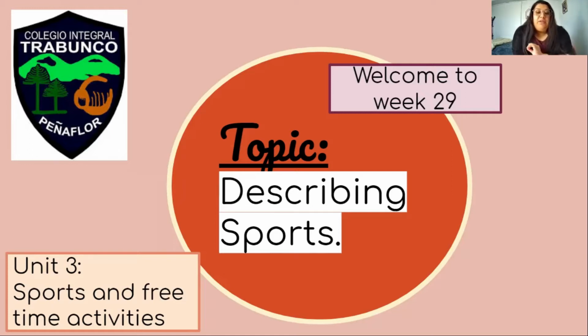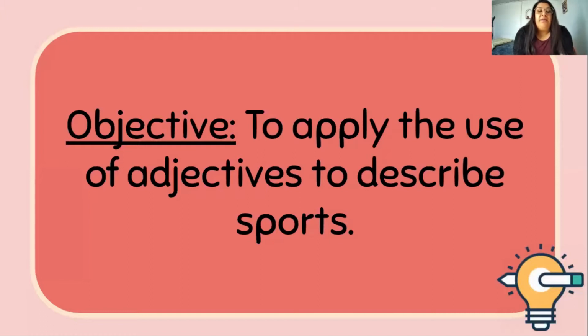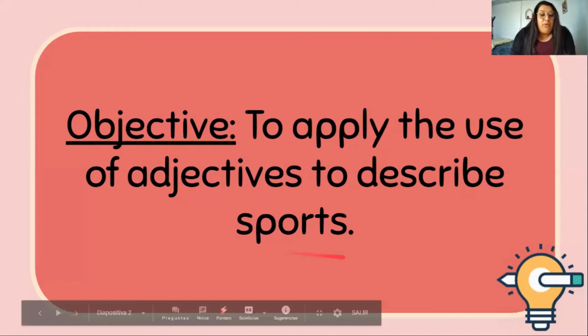So, to begin with, we're going to start with the objective of the class. And in this case, it is to apply the use of adjectives to describe sports, okay? To apply the use of adjectives to describe sports. Entonces, esas palabras que vamos a usar para describir a los deportes son adjectives, ya son adjetivos. Recuerden que los adjetivos los utilizamos para describir a un sustantivo. Ya en este caso el sustantivo serían los diferentes sports.